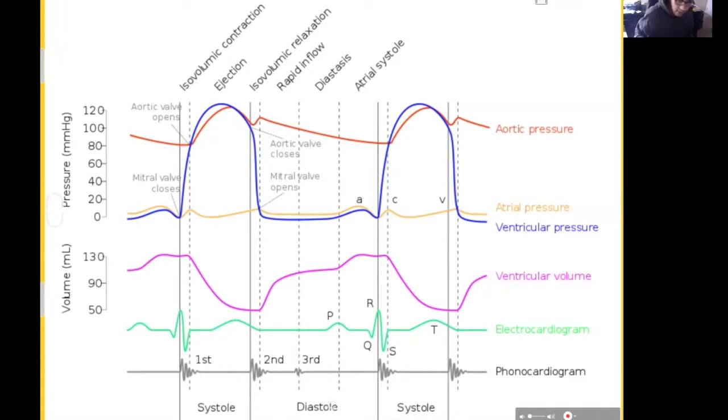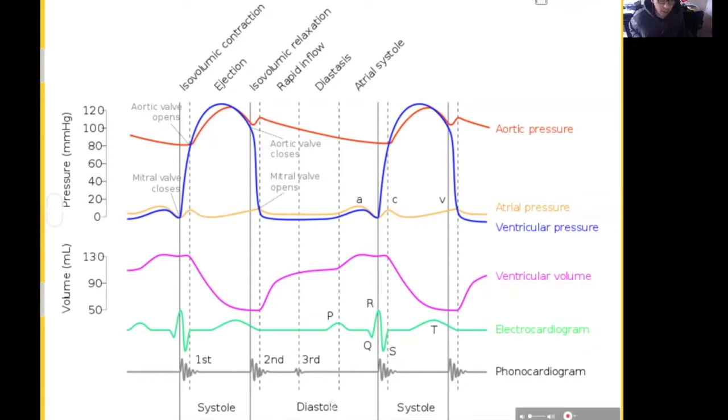What I did last time was I drew that out and showed you different points in the pressure volume loop where certain things were happening, such as the aortic valve opening, the mitral valve closing, systole, diastole, the volumetric phases. I showed you all of that. Now I'm going to take things on from a cardiac cycle standpoint.